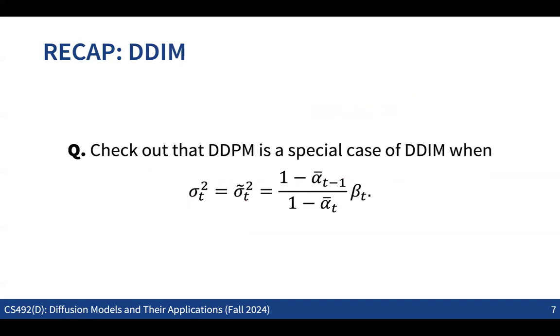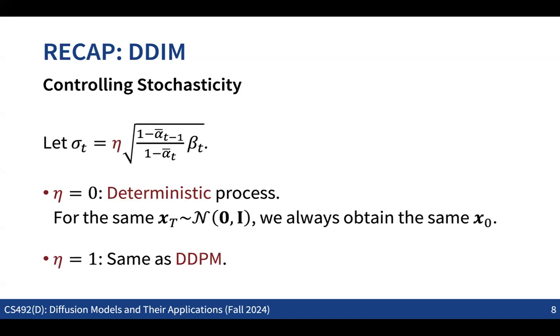Also, you need to see how exactly DDPM and DDIM are related to each other. As we discussed last time, DDIM is the generalization of the DDPM, and if we preset the variance into this form, then the DDPM also becomes a special case of the DDIM, and the DDIM also becomes a Markovian process, not a non-Markovian process. So we discussed this idea of controlling the stochasticity. Depending on how we set the variance, we can make it the same as the DDPM.